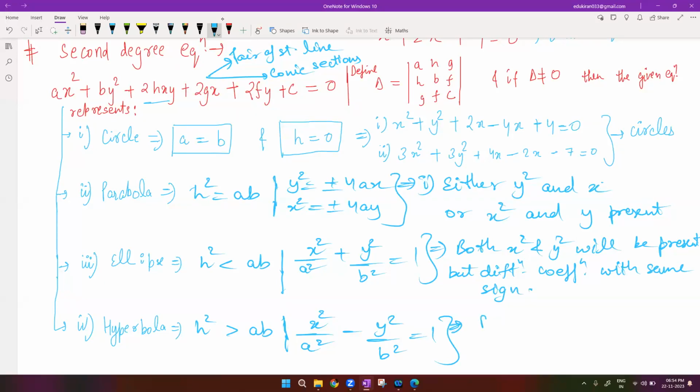In this case, both x square and y square will be present. Their coefficients will also be different, but both the coefficients will have opposite sign.